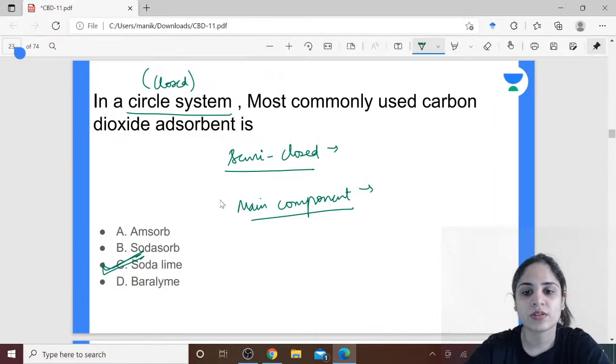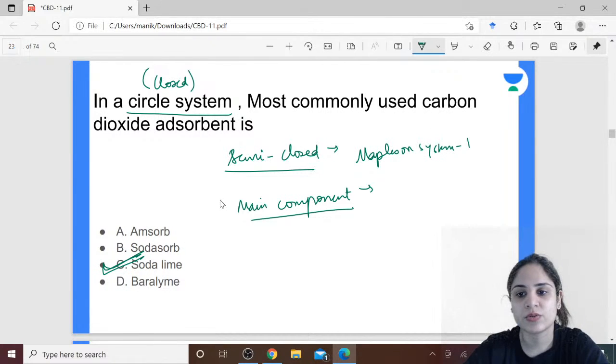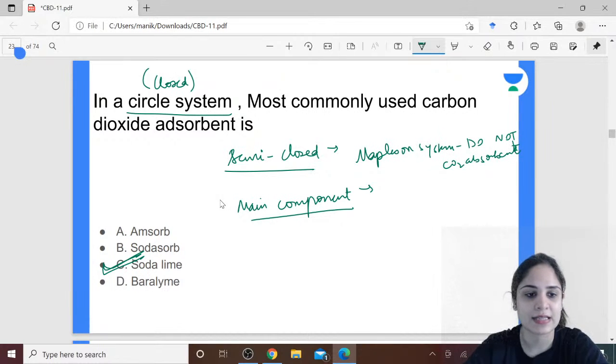The semi-closed system is the Mapleson system, and in the Mapleson system, remember, we do not use a carbon dioxide absorbent. The CO2 absorbent is absent, and that's why you cannot recycle the gases. That is why it went out of use, because there was no recycling of the gases. You ended up causing a lot of pollution and wasting a lot of money.